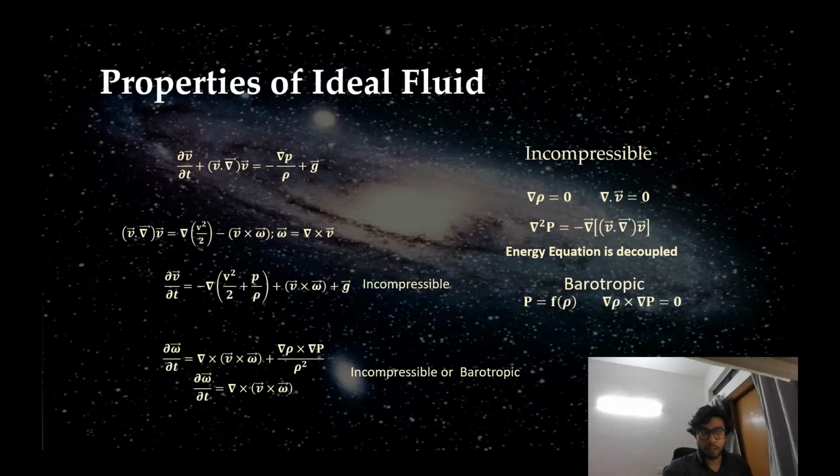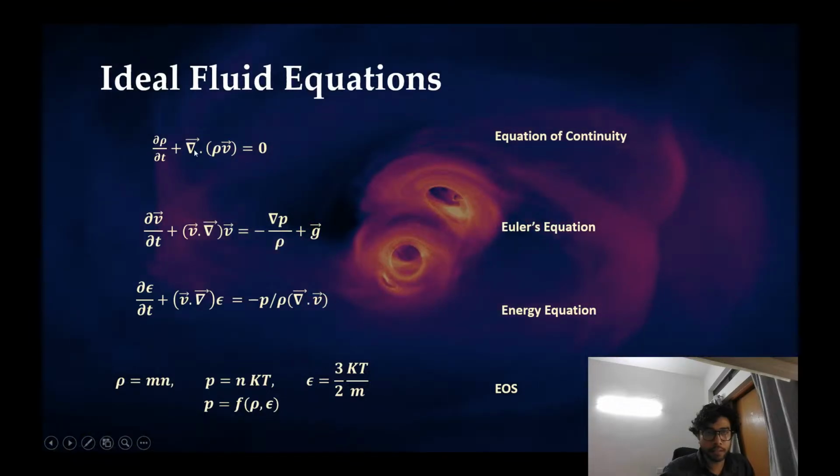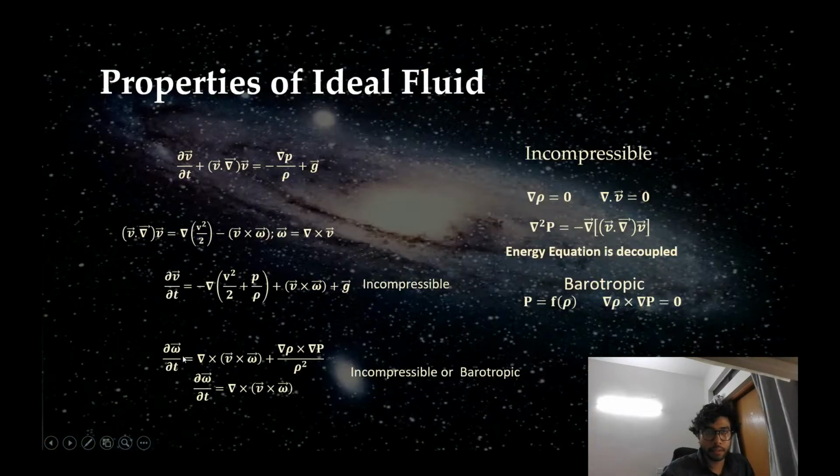Okay, so now we have simplified these four equations. Now we'll learn some properties of these four equations. So this is the momentum equation, the second equation that we have over there. Now this is an identity. Now let's see if we can simplify this equation using this identity.